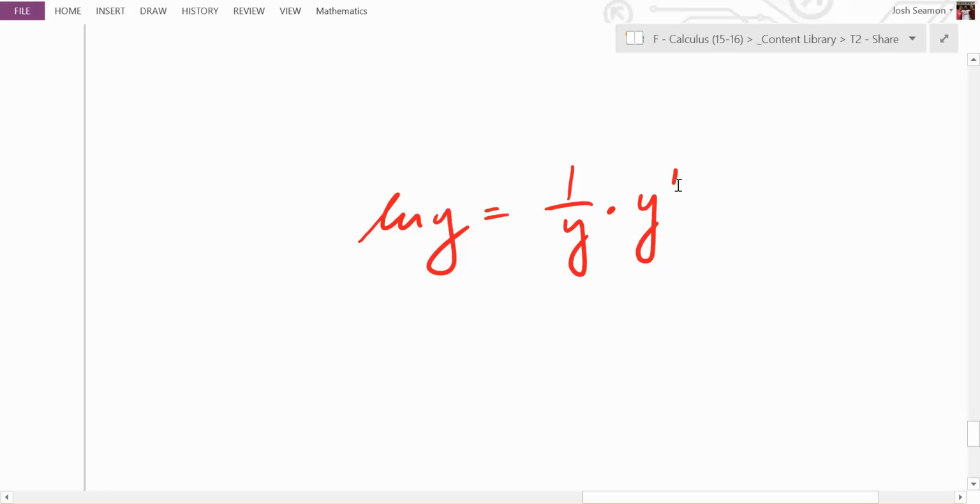Because y is a function of what? X. Y is a function of x. The derivative of ln y is 1 over y times y prime. It's harder to see that. What did I have you do before? What was that first step that I've drilled into you? That I've tried to get you to do.